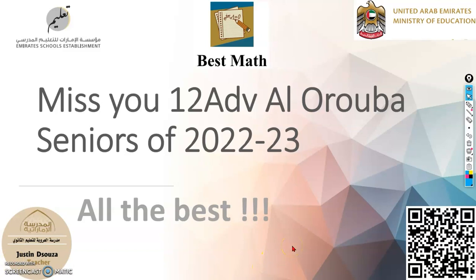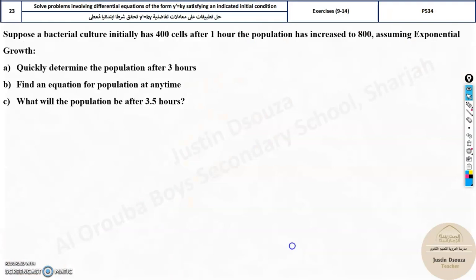Now we will continue with the last video. It is about real world problems. We have a real world problem, and in fact, this is an easy one. It's about population, by the way. Suppose a bacterial culture initially has 400 cells. After 1 hour, the population has increased to 800. Assuming exponential growth, determine the population after 3 hours. Find an equation for the population at any time. And what will be the population after 3.5 hours?